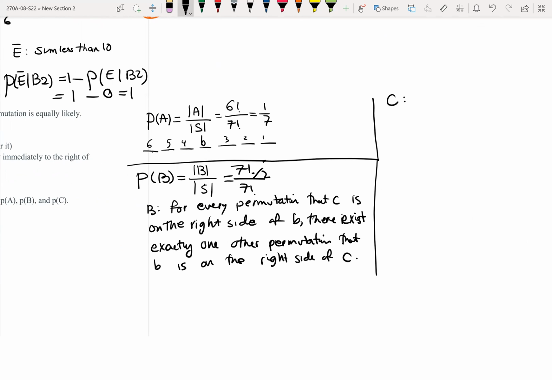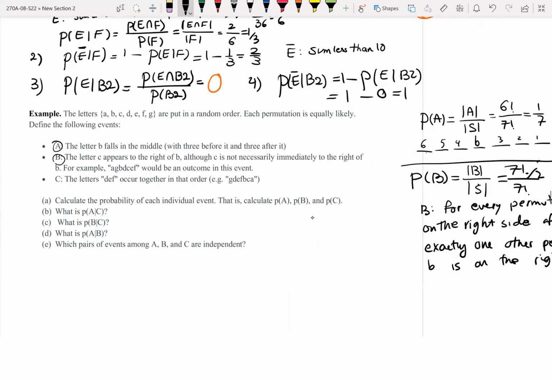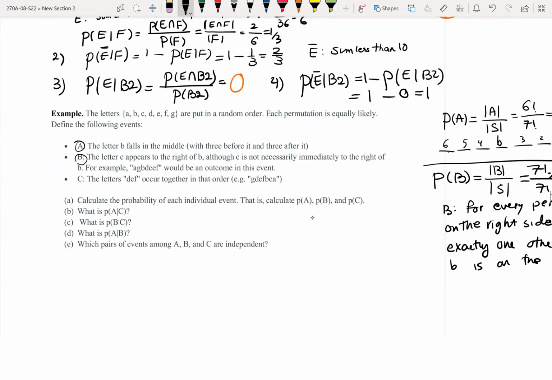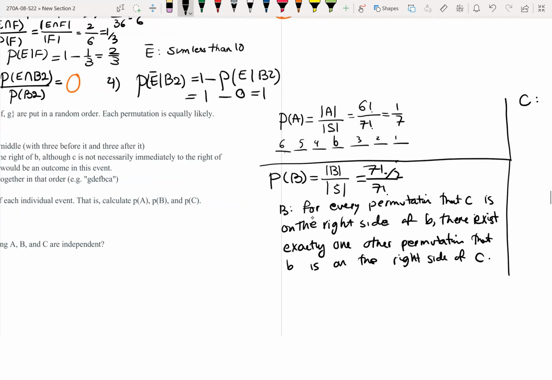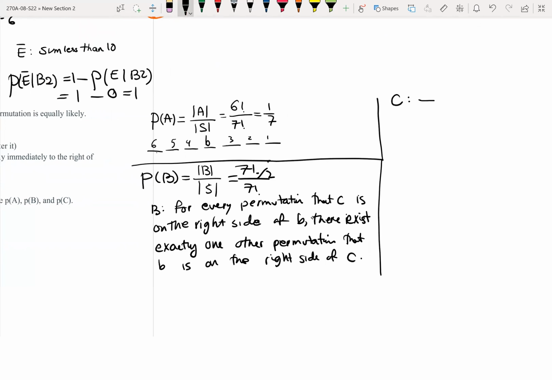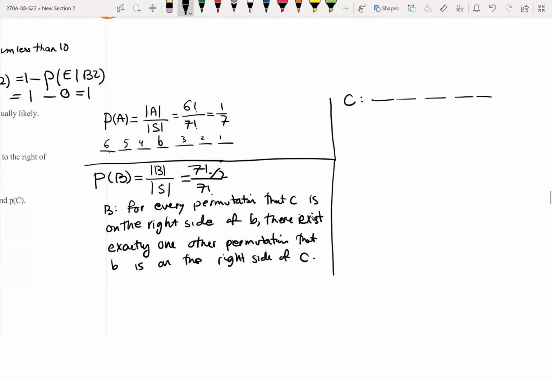So then I have C. The letters D, E, F are always in that order and together. So letter C, 1, 2, 3, 4, 5, 6, 7. So let's say D, E, F are all together. What are the possible cases? How many permutations do you have? 4 factorial.